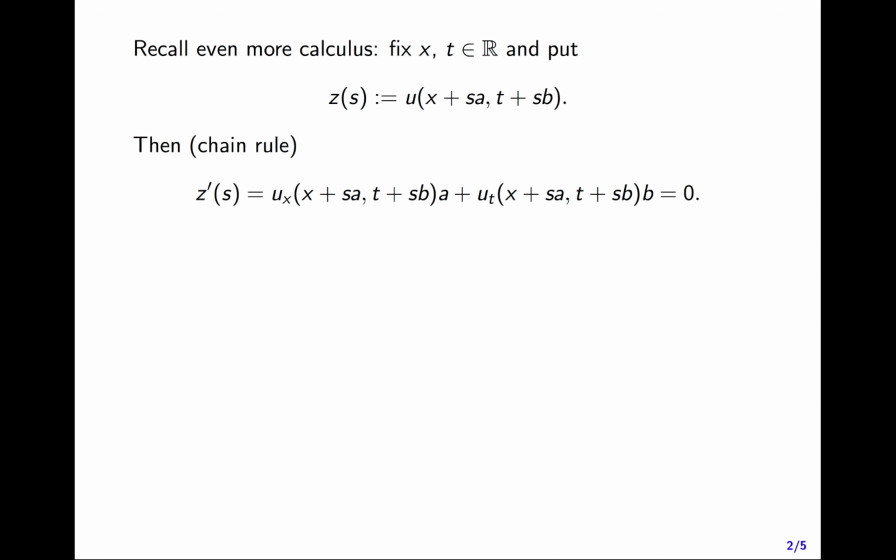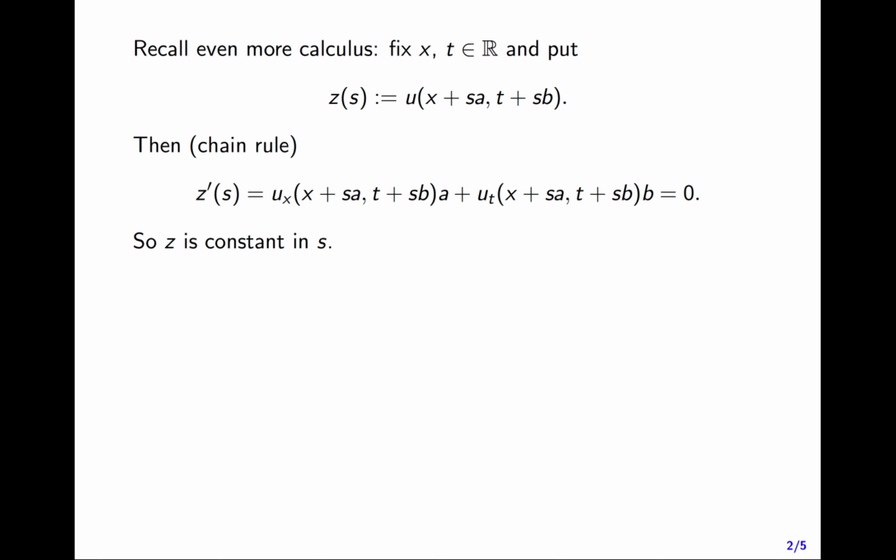Then we can use the chain rule to calculate the derivative of z. We get z prime of s is ux of x plus sa, t plus sb times a, plus ut of x plus sa, t plus sb times b. But remember, u satisfies the transport equation. So I have z prime of s is ux times a plus ut times b. That has to be 0. So what does this say? The derivative z prime of s is equal to 0.